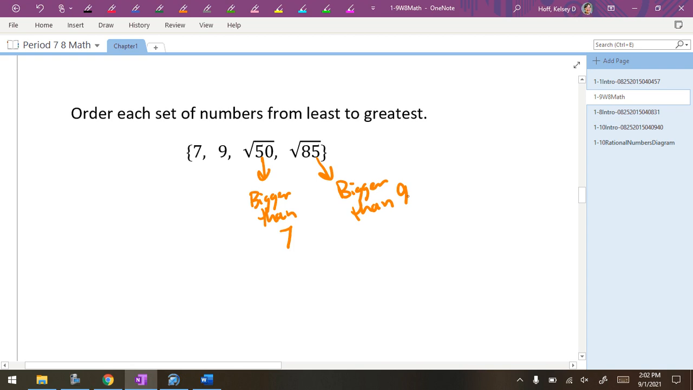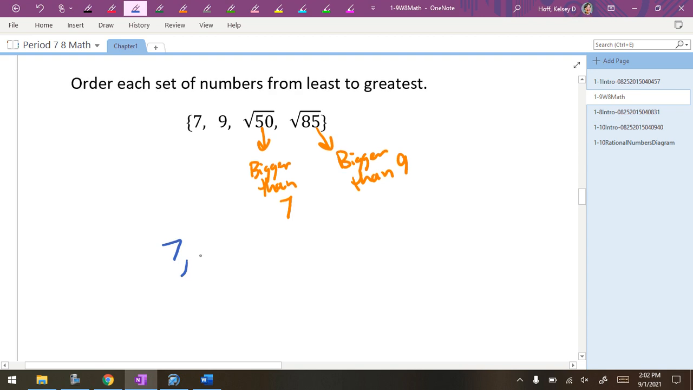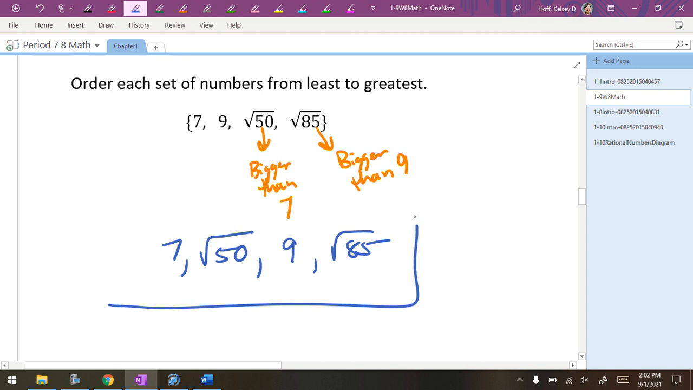All right. Now we need to put these in order. We have to use the original format they gave us. They gave us the number 7, the number 9, the square root of 50 and the square root of 85. Which one's the smallest? 7. Then the square root of 50, very good. Then 9. Then the square root of 85. That's your answer.